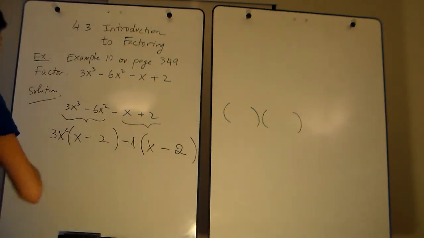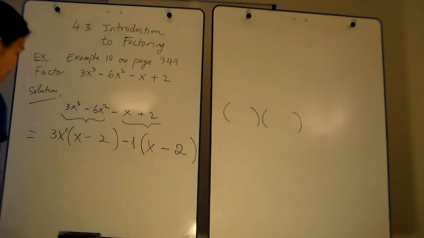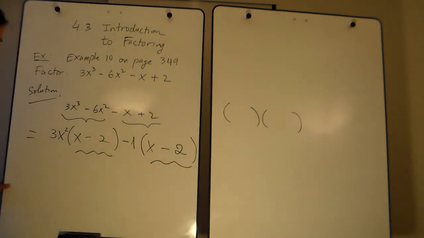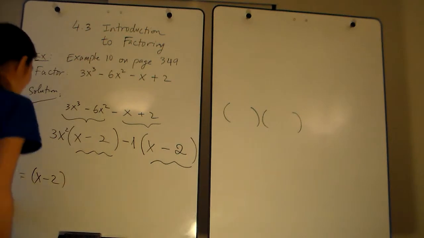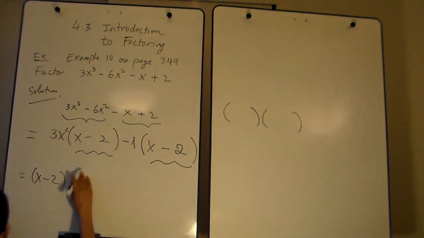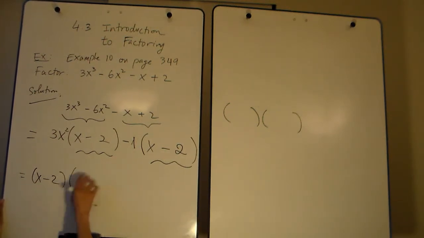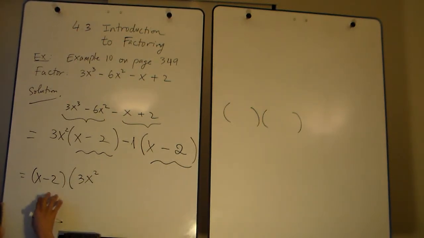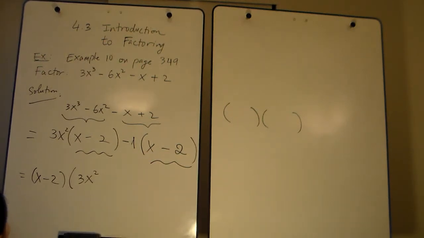Now, look at that. These 2 terms, this and this term, have a common factor of x minus 2. Okay? That means you can factor out the x minus 2. When you factor out x minus 2, x minus 2 times what equals 3x squared times x minus 2? 3x squared, right?